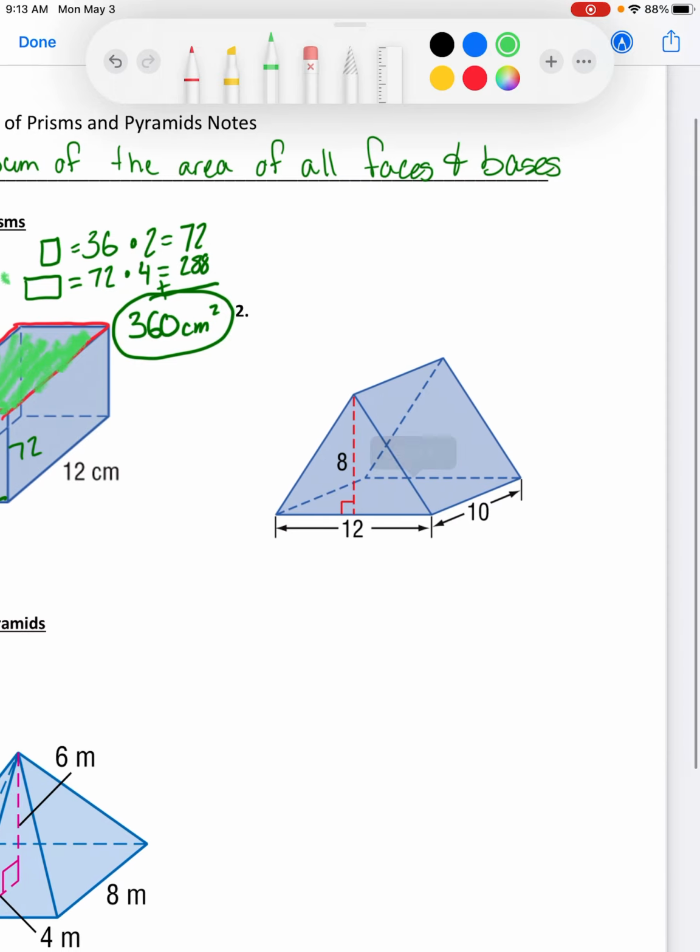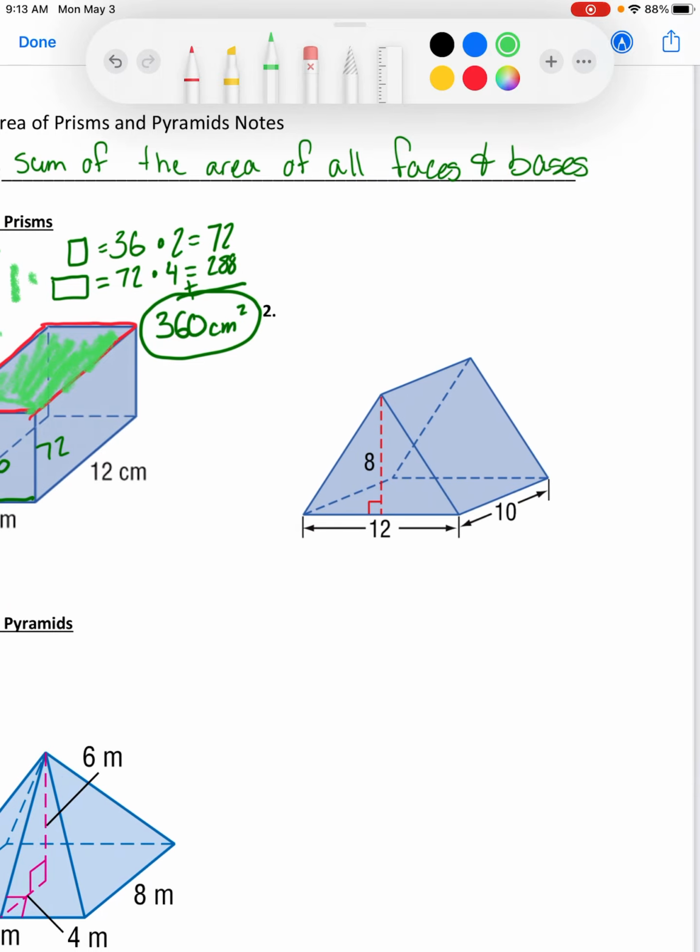Now let's hop over to number 2. Number 2 is a little more challenging, mainly because we have a missing measurement that we need to find, but we'll get into that in a minute. So number 2, we have this lovely little triangular prism.